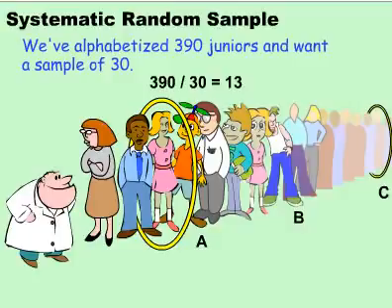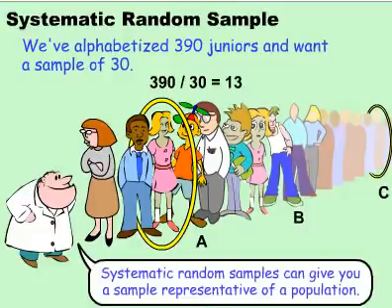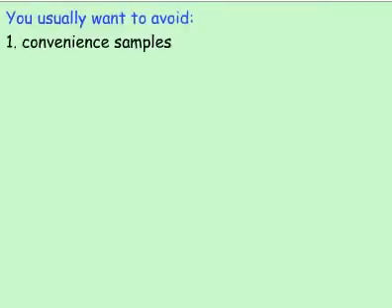Systematic random samples are very common in situations such as this. They can give you a sample quite representative of a population. A couple of other types of samples can also be used, though under most circumstances you'd want to avoid them. They're convenient samples and self-selected samples.